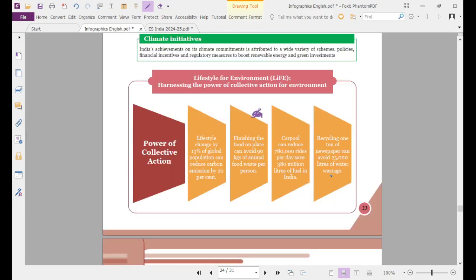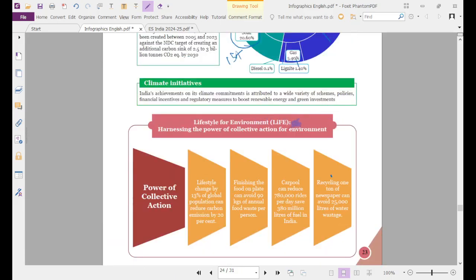Then quickly coming down, there is one thing that has been triggered, the LiFE mission, which is called Lifestyle for Environment. This is the passive strategy. At the bottom line, it is the lifestyle of the population which determines. It is estimated that 13% of the global population can reduce carbon emission by 20% just by adopting some climate friendly, environment friendly lifestyles, like taking public transport, using water cautiously, and various things like this.